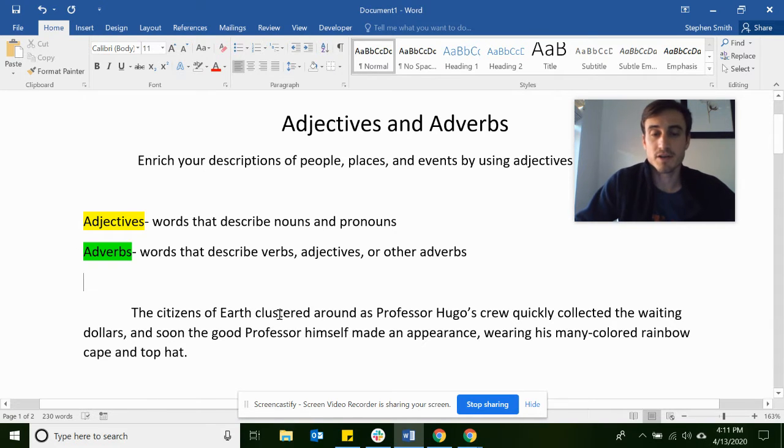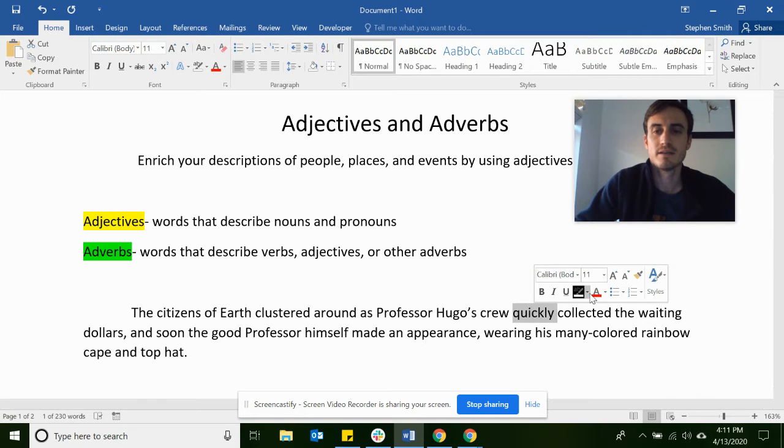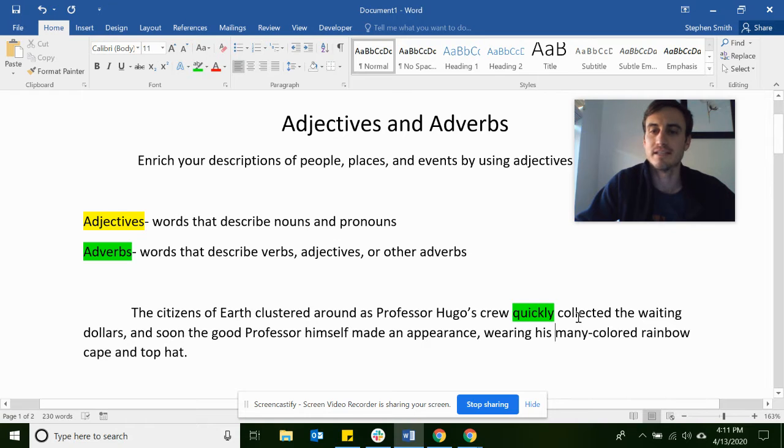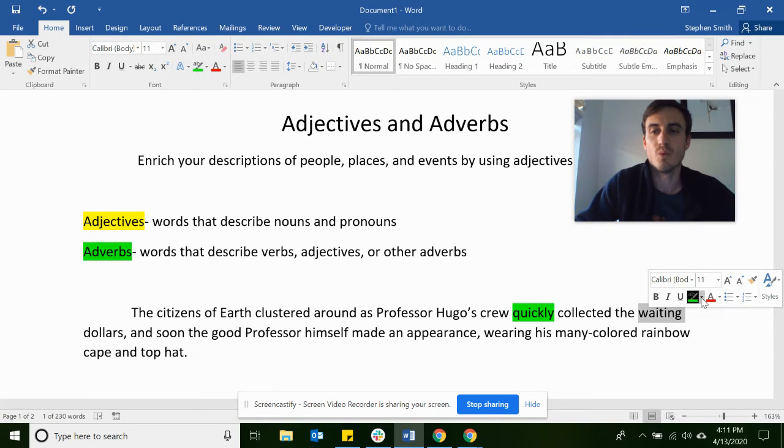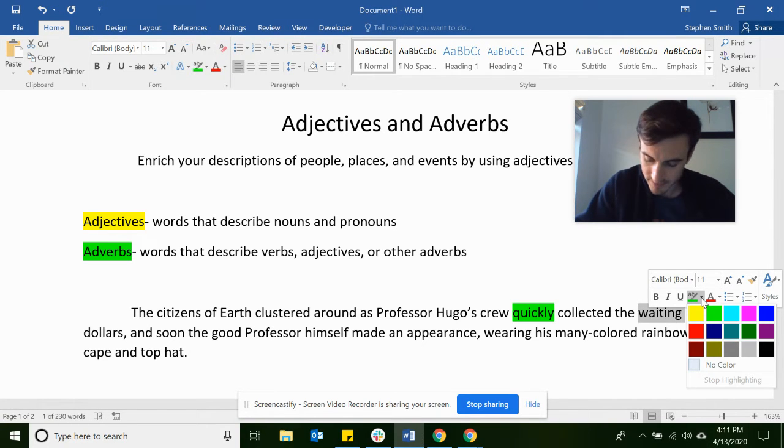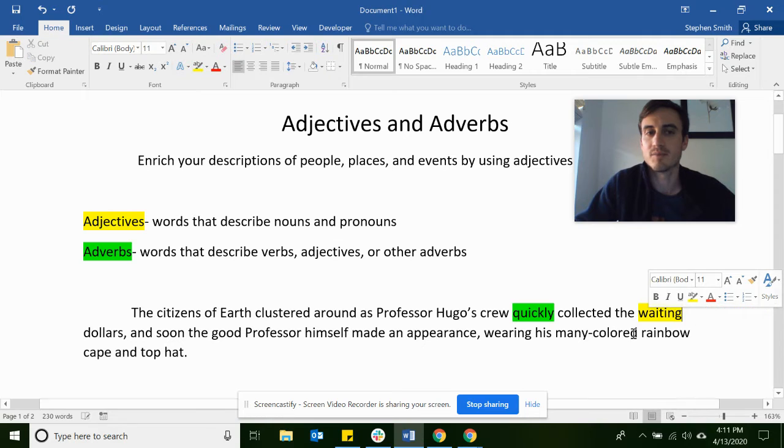The citizens of Earth clustered around as Professor Hugo's crew quickly collected the money. Now, quickly is an example of an adverb. It describes how they collected the money. They quickly collected the money. The waiting dollars. I guess they had been waiting for these dollars. So that is an example of an adjective.